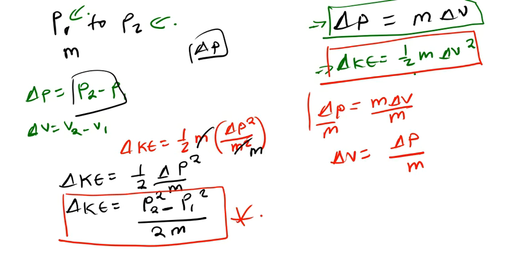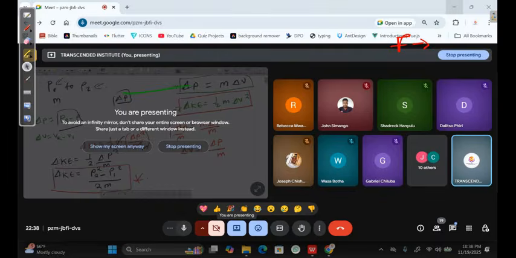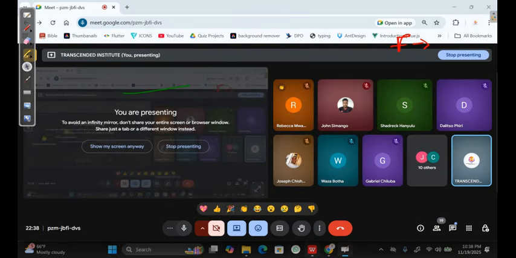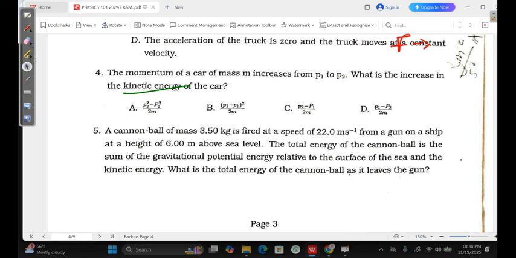Is it interesting? Yes, very much interesting. So let's go back and see if the answer we have found is there. Let's see if it's there. So the best answer is what? It is A. Now, I want someone to tell me why B is wrong. Why do you think B is not correct?